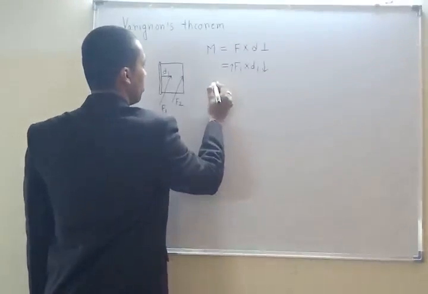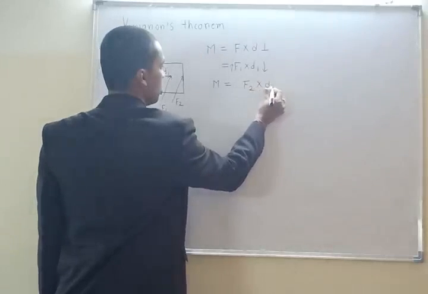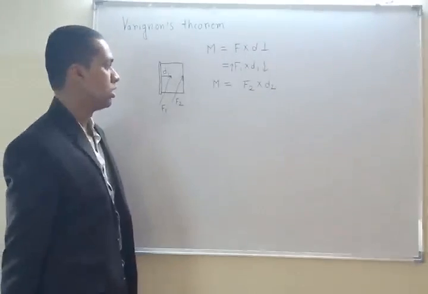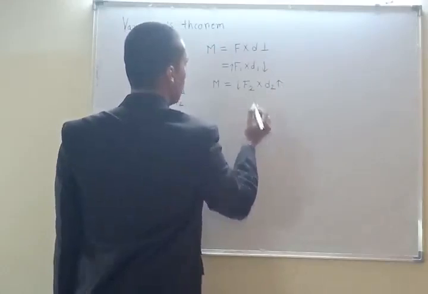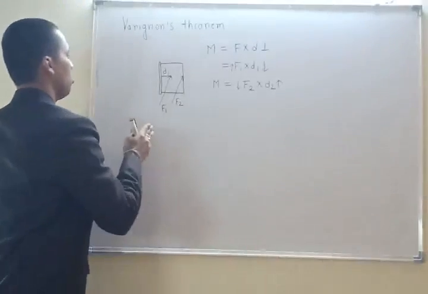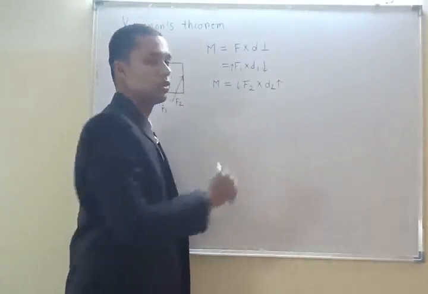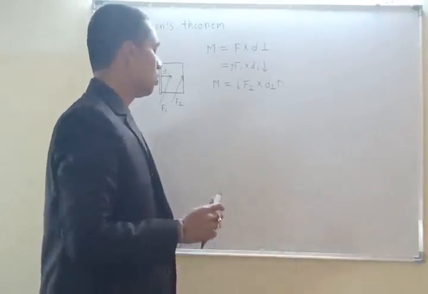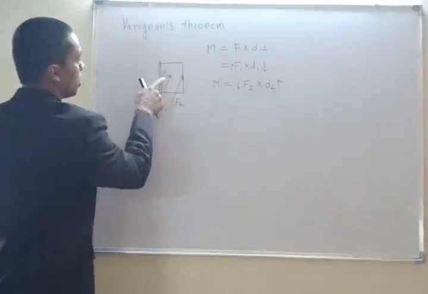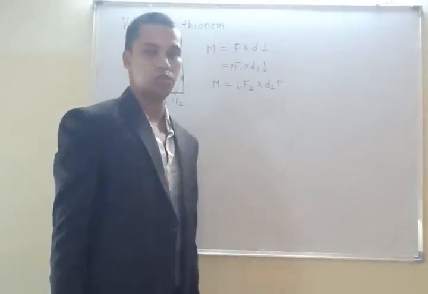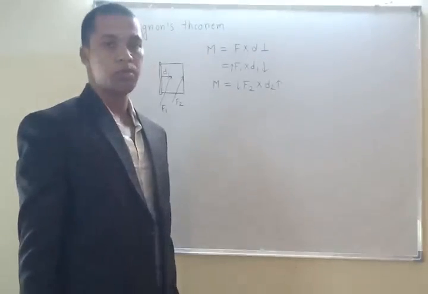In the second case, M is equal to F2 into D2. In this case the distance is increasing, and if the distance increases, less force will be required. That is why force is less in this case and more in this case. But both of them produce the same moment, and some moment was required to open this door. We can open this door easily by pushing at this position, not at this position. That is why moment is the product of force into distance, and that distance should be the perpendicular distance.